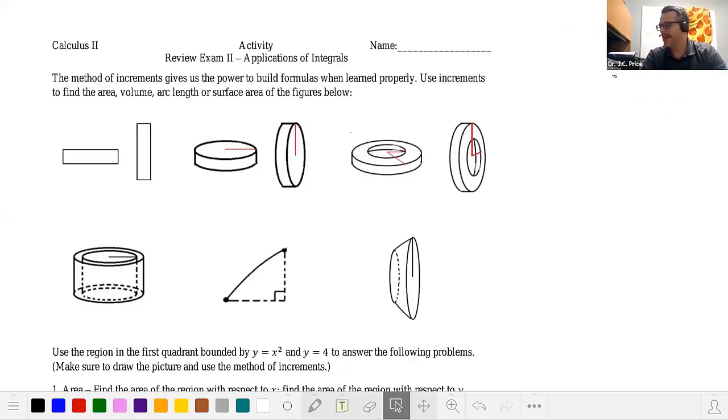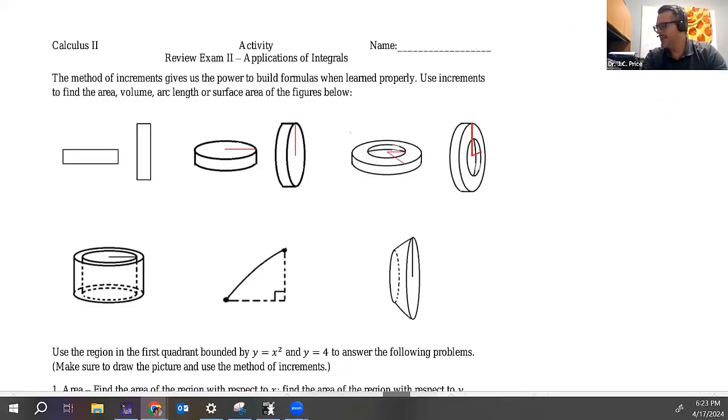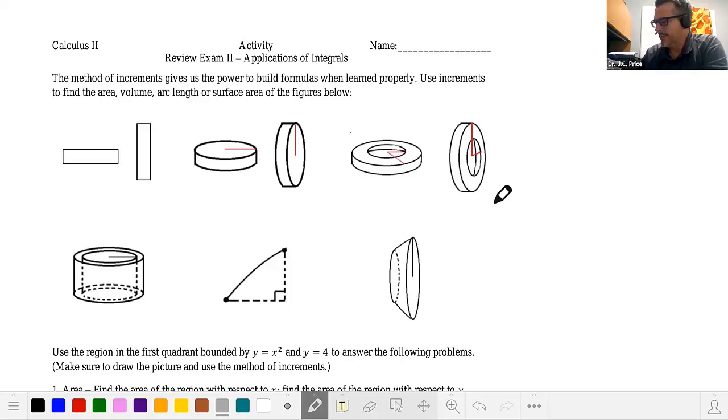All right, guys, it's time for some fun with math. And so today, what do we have? We are going to do the review for exam 2 on applications of integrals here.